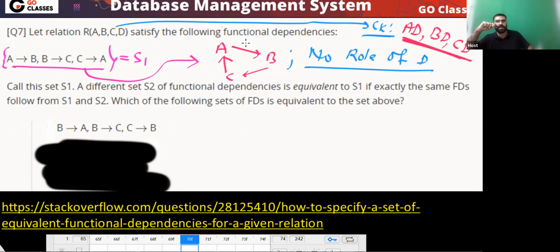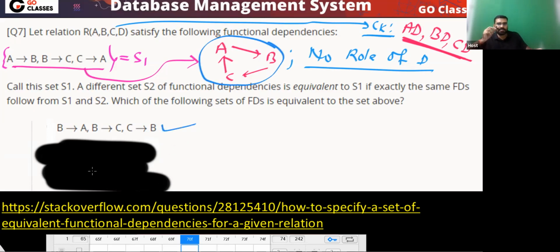These are the candidate keys: AD, BD, CD. Is this clear? You can notice this is the idea. This will give you the idea that these people can determine each other, and there is no role of D.